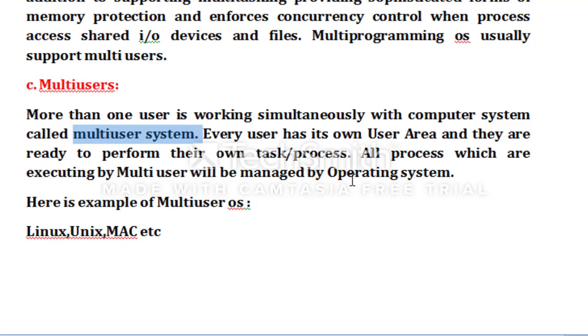Okay, so all processes which are executed by the multi-users will be managed by the operating system. Here are some examples: Linux, Unix and Mac. These are examples of multi-user operating systems, right? So in general, multi-programming implies multitasking, but multitasking does not imply multi-programming. Multitasking is one of the mechanisms that a multi-programming operating system employs in managing the totality of computer system resources. Okay, but multi-programming with two programs may be run simultaneously in the primary memory.